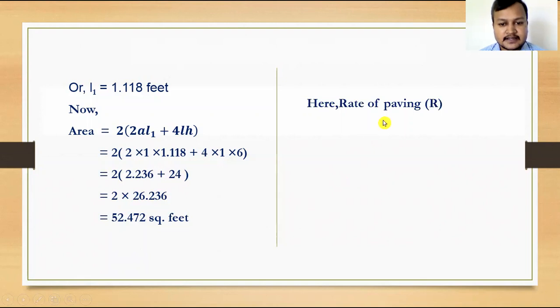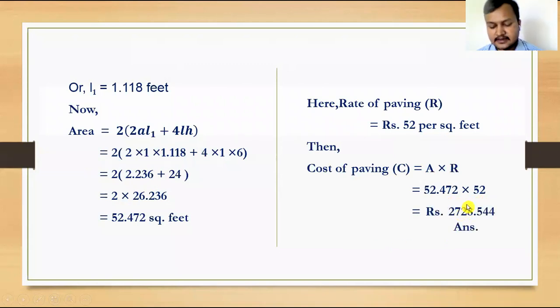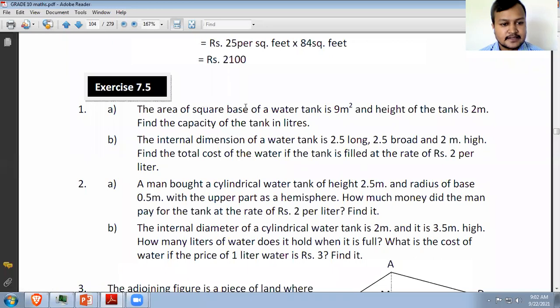And in the question it is given that the rate of putting tiles is rupees 52 per square feet. हरेक square feet को rupees 52 पर्छ भनेको छ. So if area as well as the rate are given, we can find out the cost. That means A into R, area into rate. Area is 52.472 and rate is 52. So after multiplying, we get 2728.544.